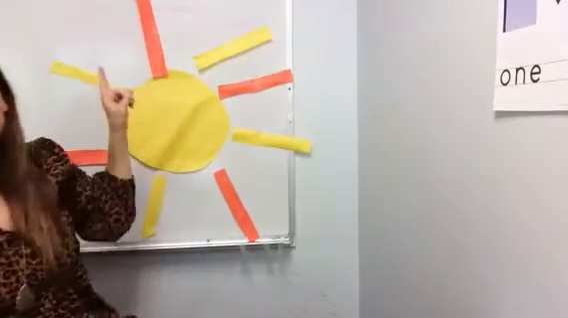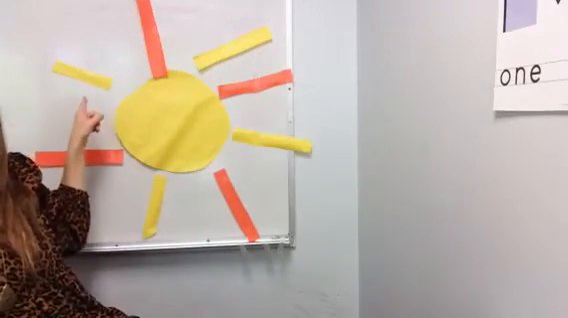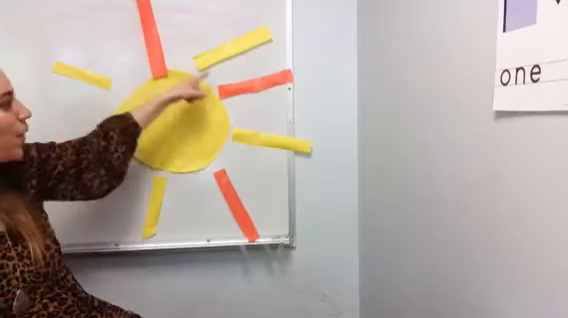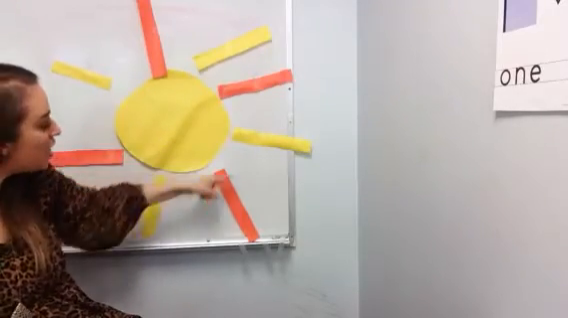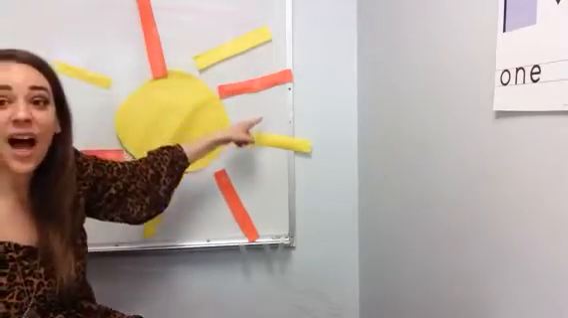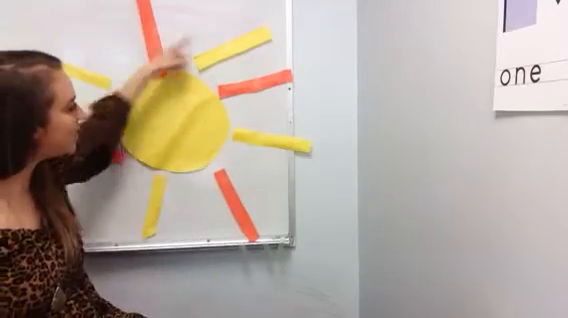So since the shape of the sun is circular, we are creating a continuous, non-stop pattern because the shape of the sun is circular. Very good. Great job. Well done.